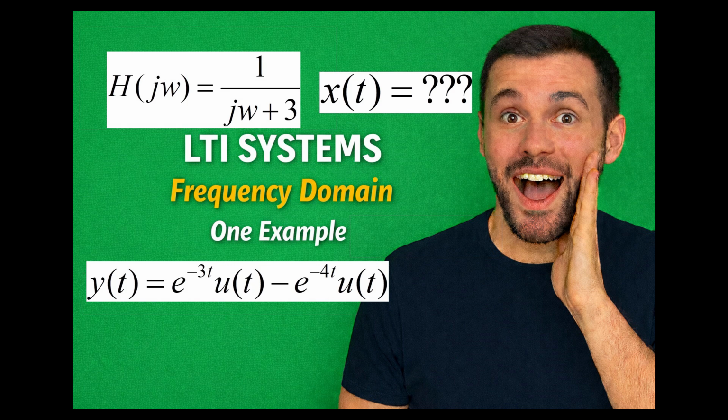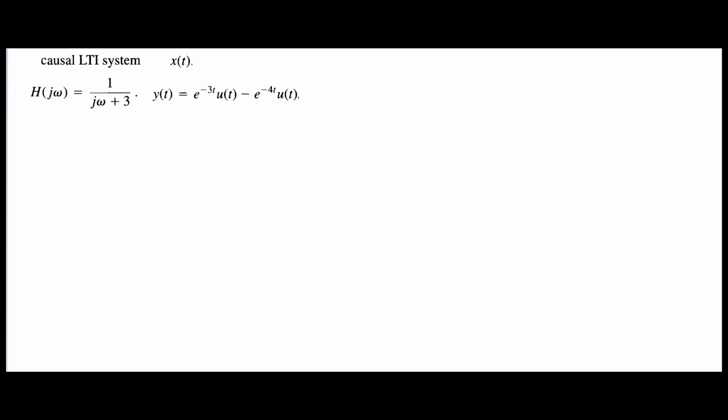In this video, we want to solve a question that is related to the frequency domain behavior of LTI systems. The problem statement says that we have an LTI system. It gives us the frequency response, which is H(jω). It also gives us the output y(t), and it asks us to find the input x(t).